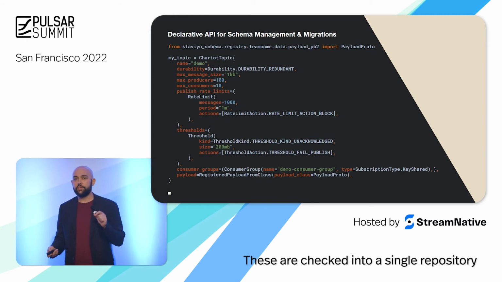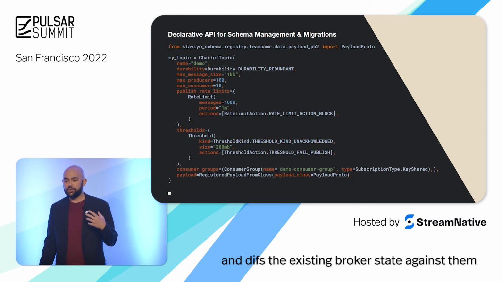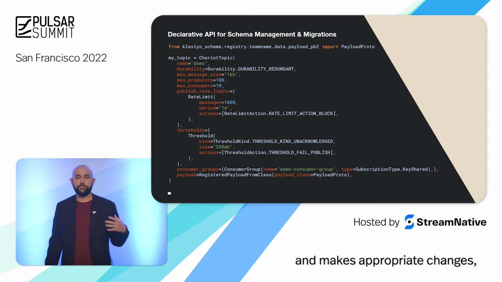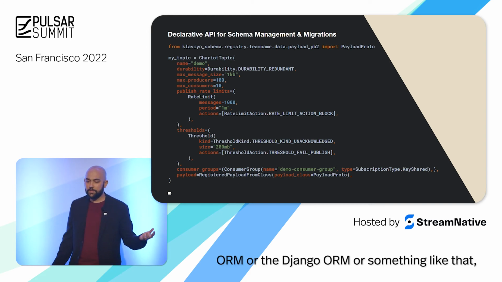These are checked into a single repository and versioned. A migrator runs against them and diffs the existing broker state against them as a desired outcome and makes appropriate changes if you tell it to, just like Hibernate ORM or the Django ORM or something like that.